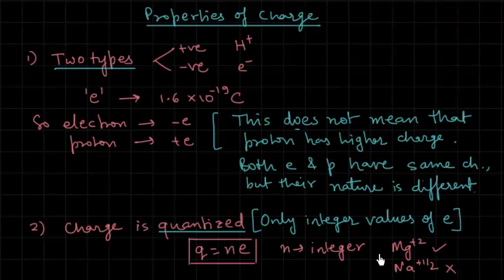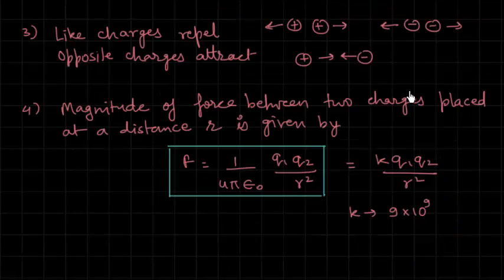We are not just talking about the charge on ions. This can be any charge. All charge anywhere has to be an integral multiple of E. Third, like charges repel and opposite charges attract. This also you would have read in your earlier classes. Plus and plus will repel each other, minus and minus will repel each other, but plus and minus will attract each other.